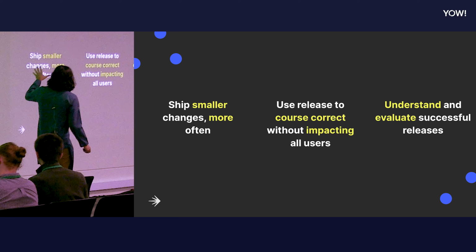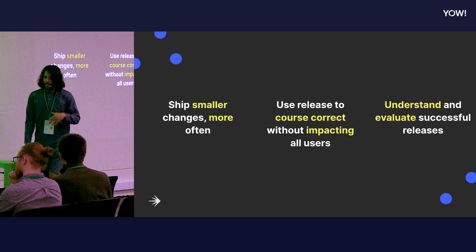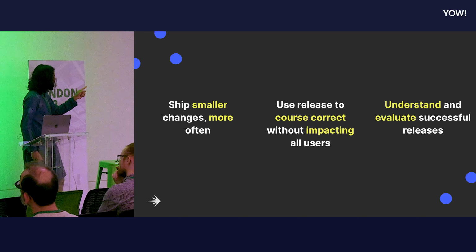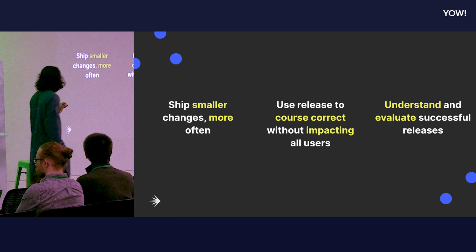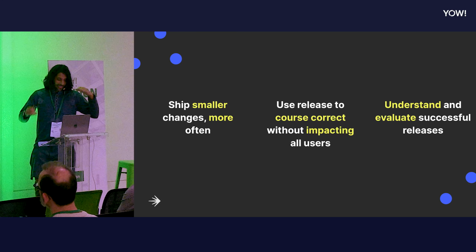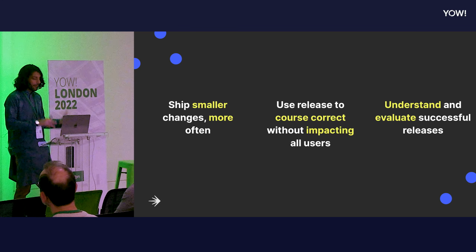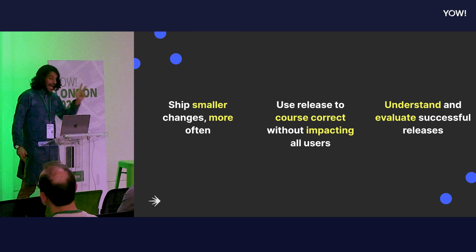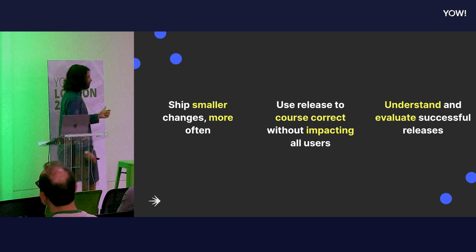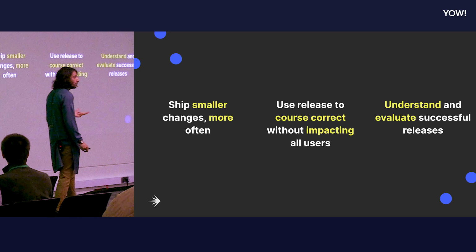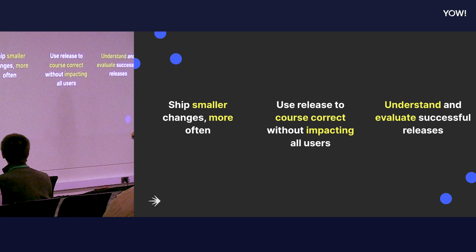So, ship smaller changes more often. You're able to course correct. And importantly, at the end there, you should be able to understand and evaluate your successful releases. This is key. There's a team at Microsoft who said, essentially, their code doesn't count as finished until it's been tested, released, in production, and returning metrics. And I love that. Your code isn't finished when it's tested, nor is it finished when it's in prod. It's not even finished when your users are using it. If you don't know what impact your release has had, well, it's not done.